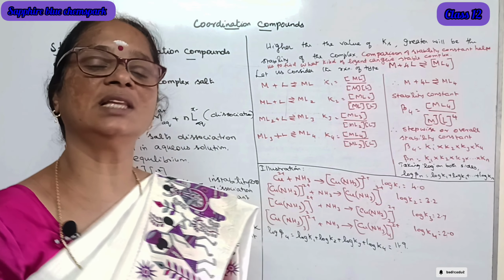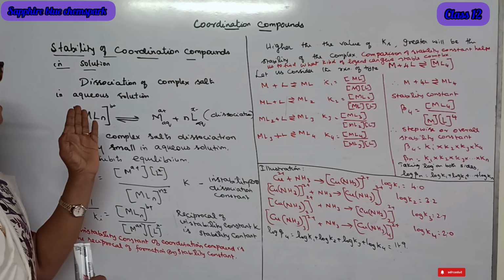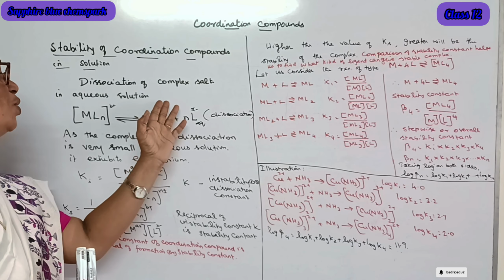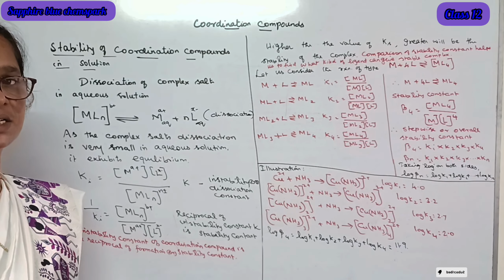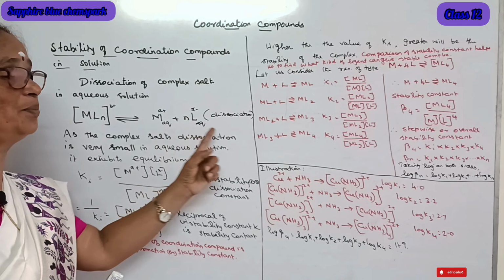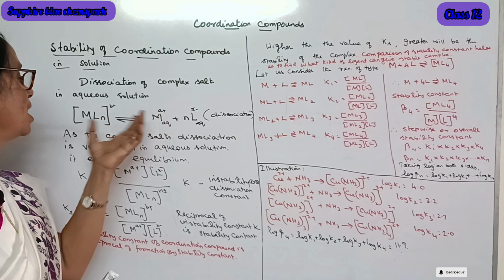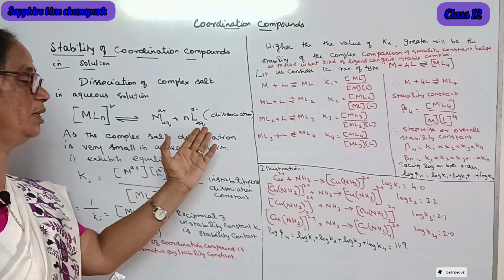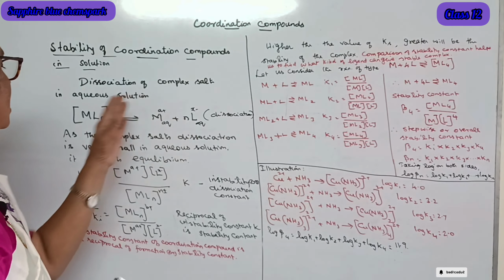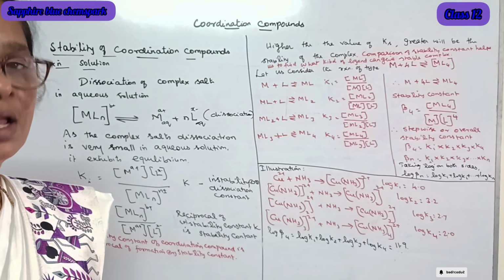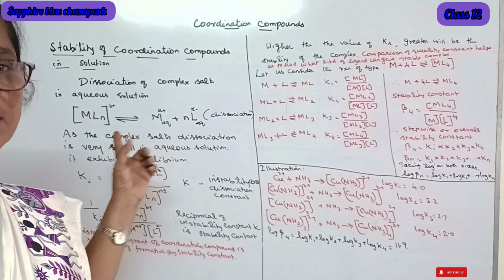So, let us look at the dissociation of a complex salt in aqueous solution. The complex dissociates to give the metal ion and the ligand ion. It does not undergo complete dissociation, only partial dissociation. Because of the partial dissociation of the complex into its ions, there would be an equilibrium between the dissociated and the undissociated species. For such an equilibrium, we can calculate the dissociation constant for the complex.